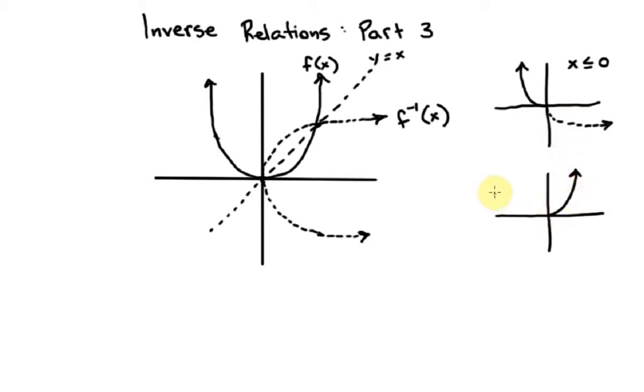positive side, and we would do that by saying we want x's greater than or equal to 0. And that would mean that the inverse is just this part of it, just the upper reflection, and so that too is a function. So either or would ensure that I have an inverse that is a function. So how do we decide which is which and what to do? Well, let me do an example for you and I'll show you what's involved.